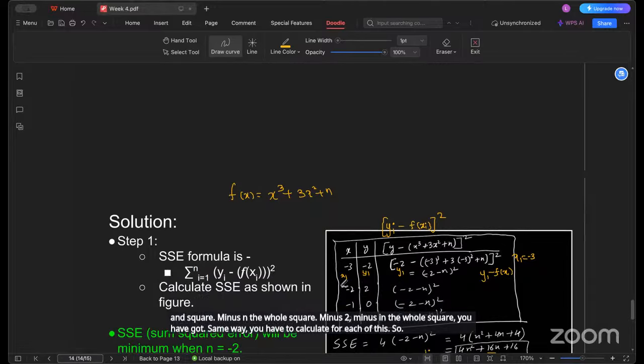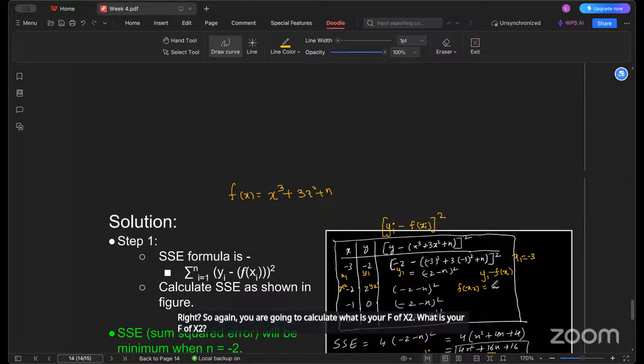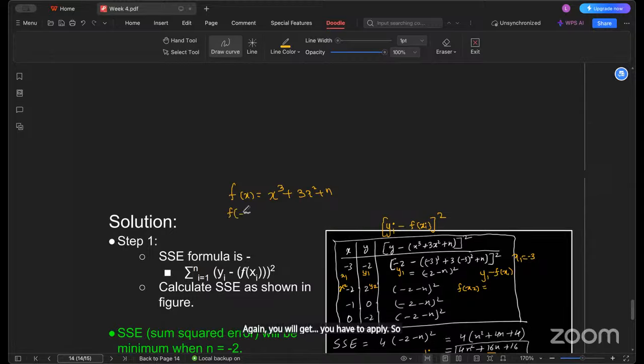So in the next part, this is your x2, this is your y2, right? So again you are going to calculate what is your f of x2. You have to apply f of minus 2 cube plus 3 times minus 2 square plus n. So you will get minus 8, and then 3 times 4, so 12, plus n. So here you have 4 plus n, and then here you have a 2. So 2 minus 4 minus n is minus 2 minus n. Got it?